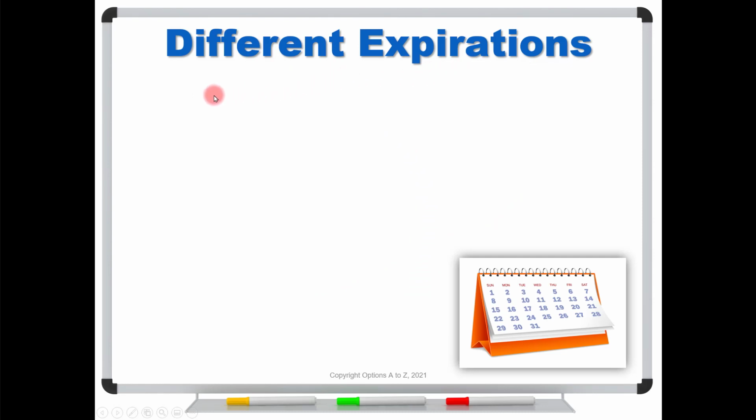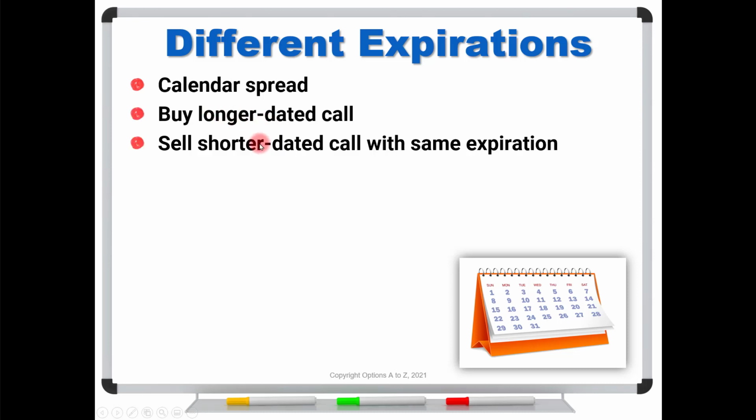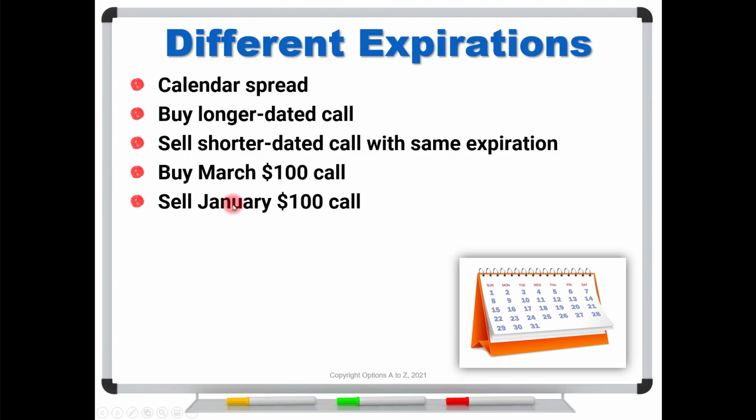So let's take a look at a strategy. Let's say a calendar spread. And to enter into a calendar spread, you will buy a longer dated call and you will sell a shorter dated call against it with the same strike. So for instance, let's say that you buy a March $100 call and you sell a January $100 call against it. This will always be a debit trade because longer dated options have to cost more money. We've got the same strikes. So that's what it would cost, and of course that would be your maximum loss.